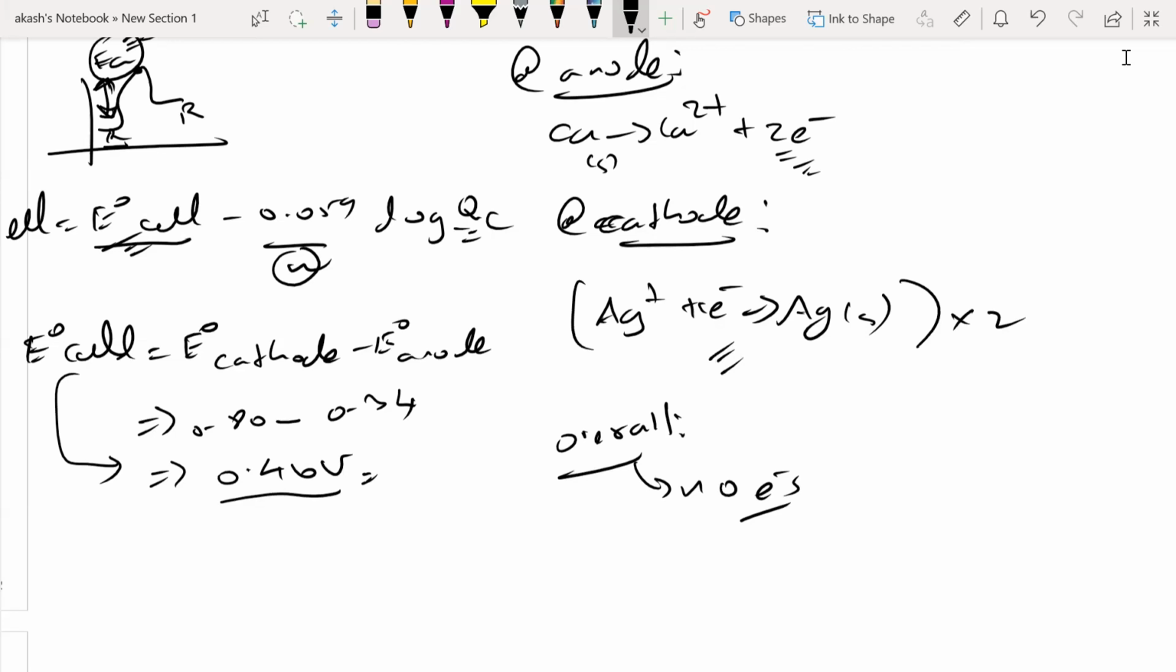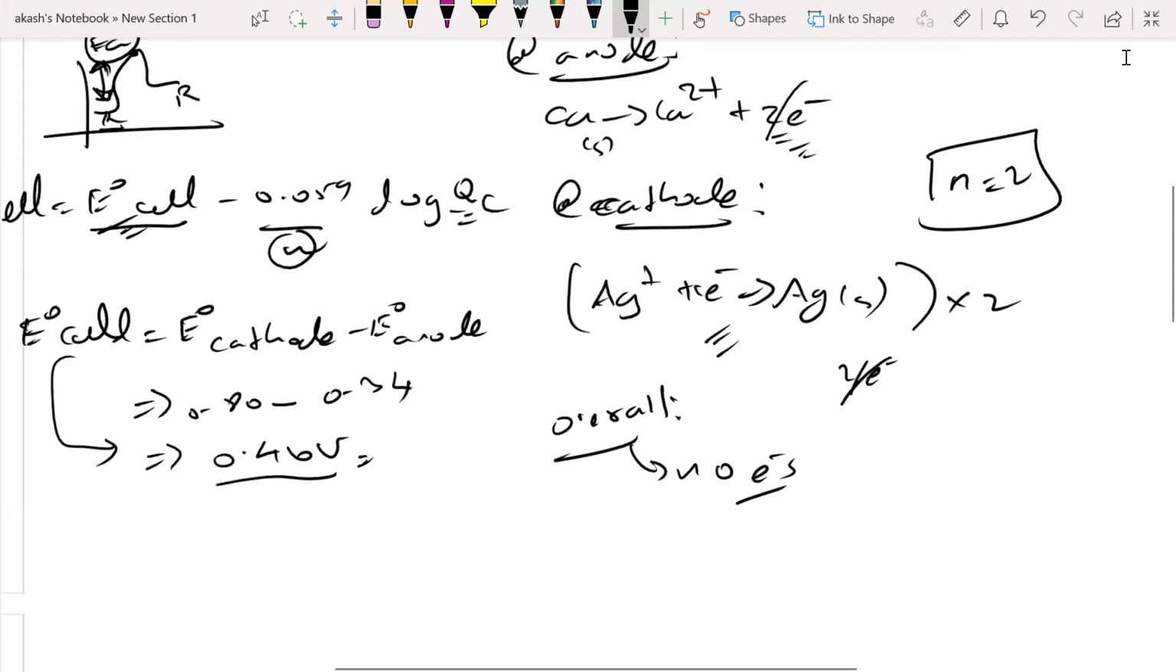Now what happens? Now I have two electrons here, two electrons here, and the two electrons get cancelled. I ask you to remember it like this: the N value is the number of electrons you cancel. Here you cancel two electrons, so here N is equal to two. That is done.